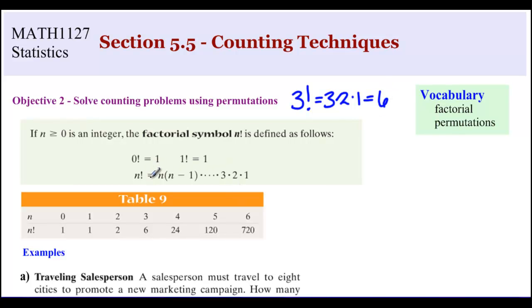The things that we need to remember here is that the number you're using has to be a whole number, and it can be 0 or greater. 0 factorial equals 1, so this is something you just got to memorize. 1 factorial equals 1, which hopefully makes sense. And again, n factorial is taking that number and then every number below it down to 1 and multiplying them all together. So 4 factorial is 4 times 3 times 2 times 1, or 24.